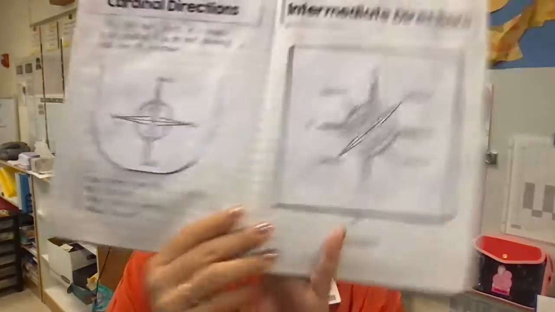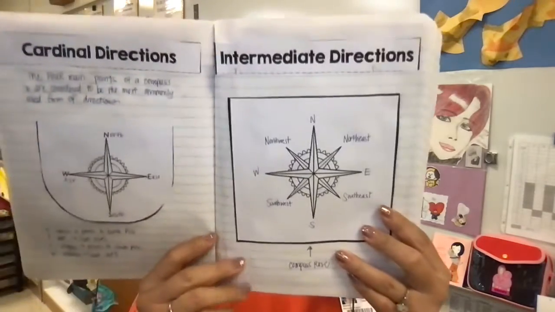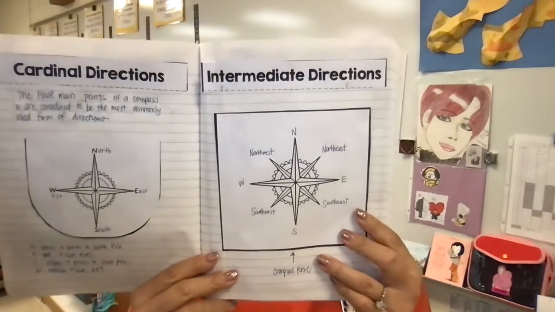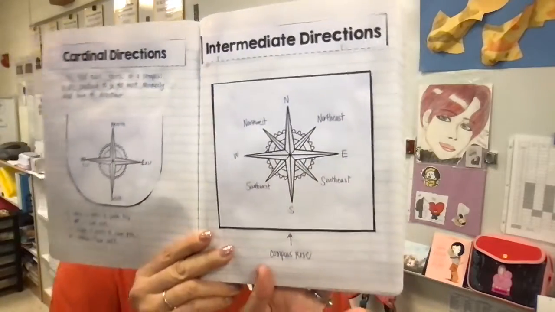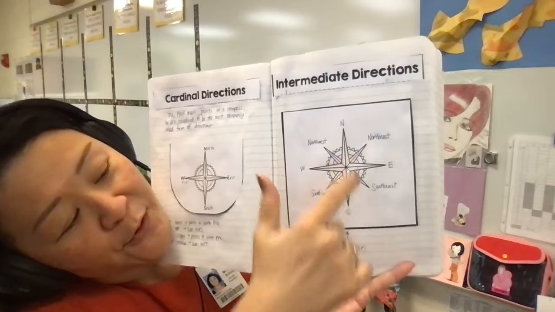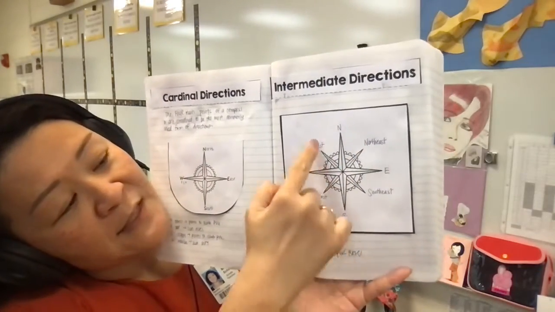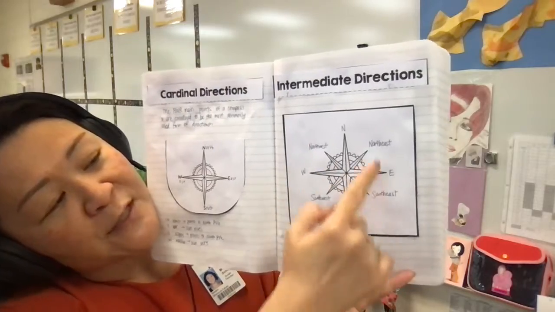Okay? Now the next page are the intermediate directions. So as you can see, this is also a compass rose. It just has some additional long spokes. So we have our north, south, east, and west. But in addition, we have these diagonal directions.